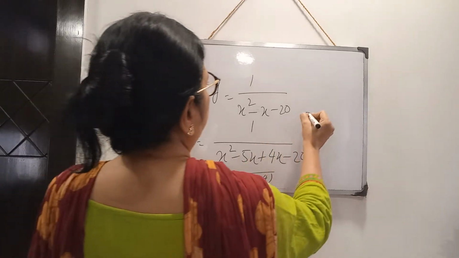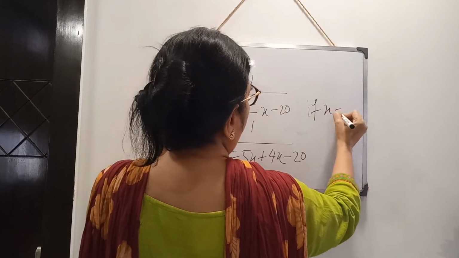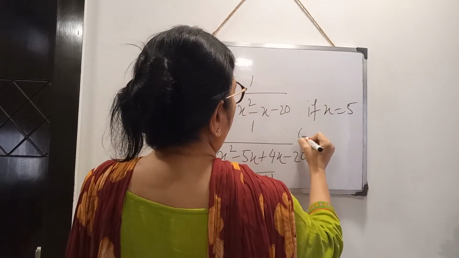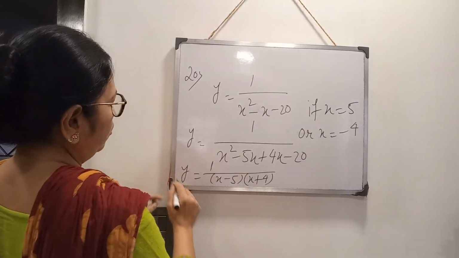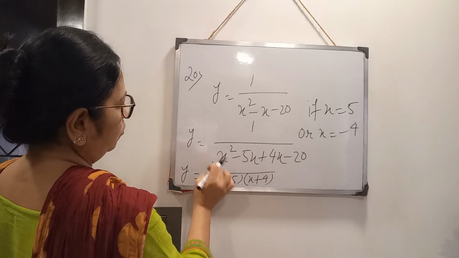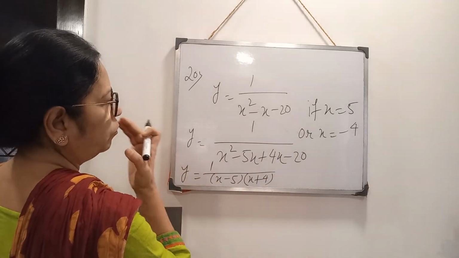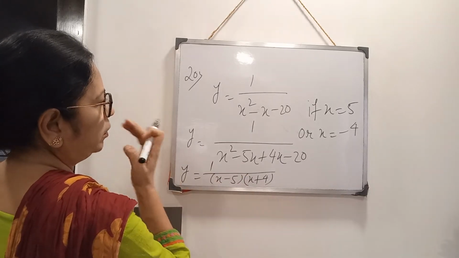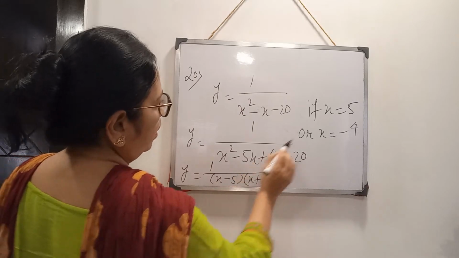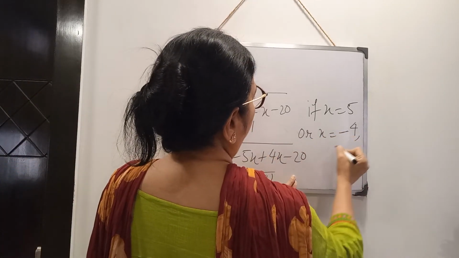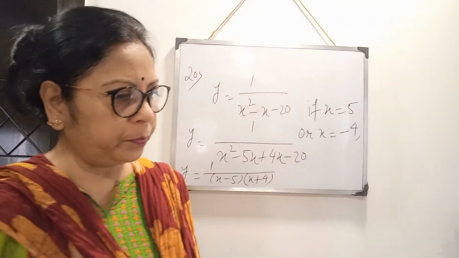So in any case, if x is 5 or x is minus 4, then the value of y will be 1 by 0. 1 by 0 means infinite. Clear? You cannot find the value of y if the denominator comes 0. So for x equals 5 and x equals minus 4, the value of y cannot be obtained. Clear?